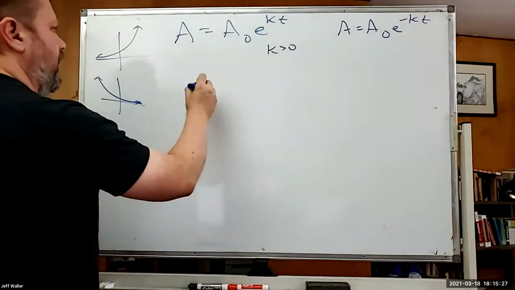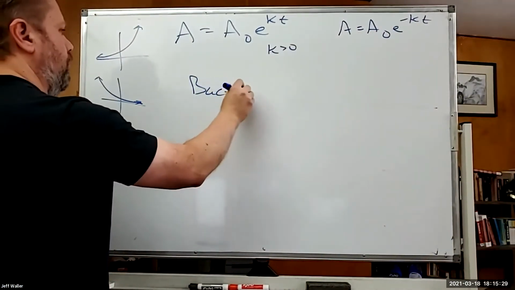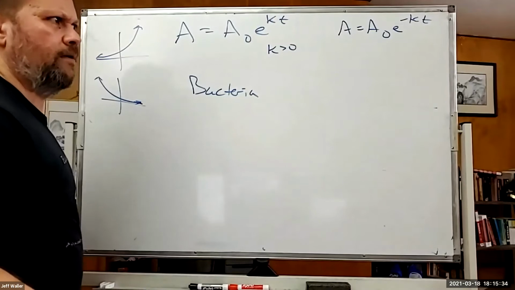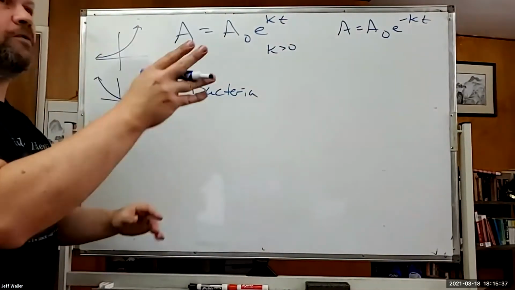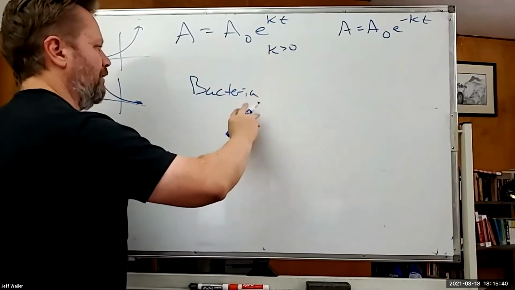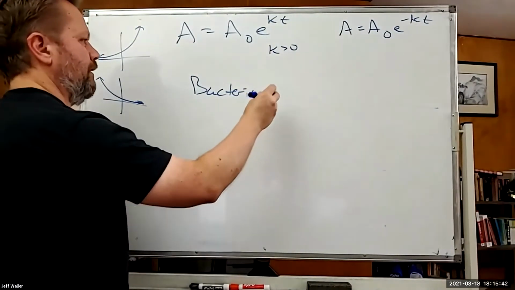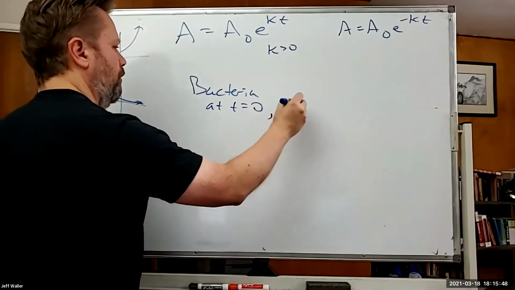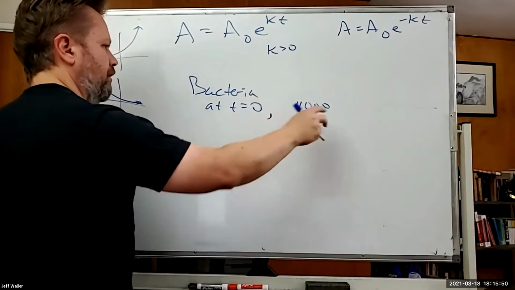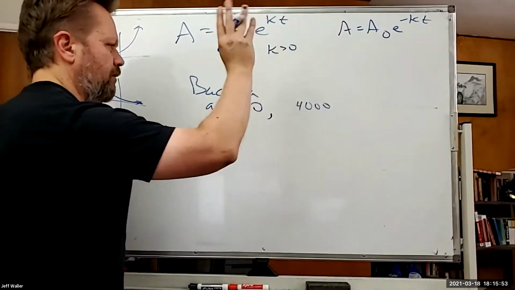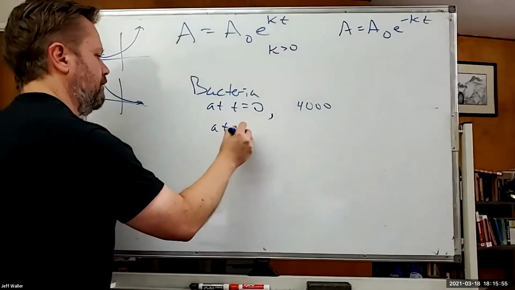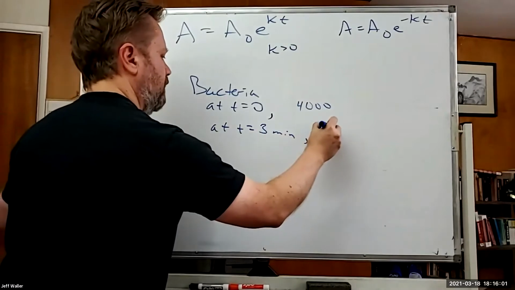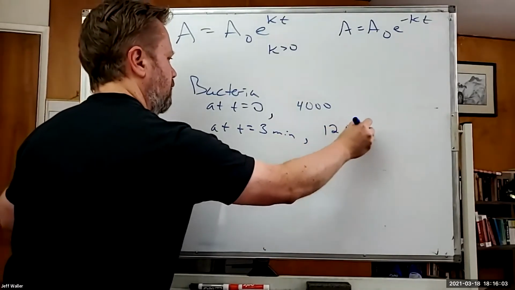Okay, so for example, if I had bacteria, and what do bacteria love to do? They love to multiply. They like to make more and more and more bacteria. So let's say that at the beginning, at t equals 0, there were 4,000 bacteria. And at t equals 3 minutes, there were 12,000 bacteria.